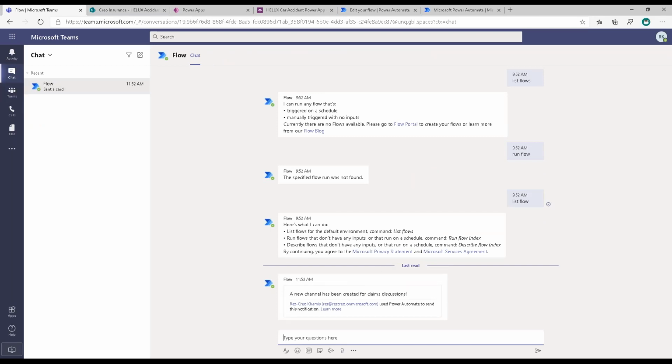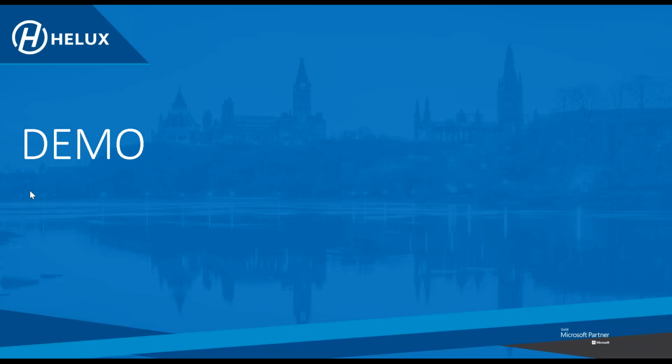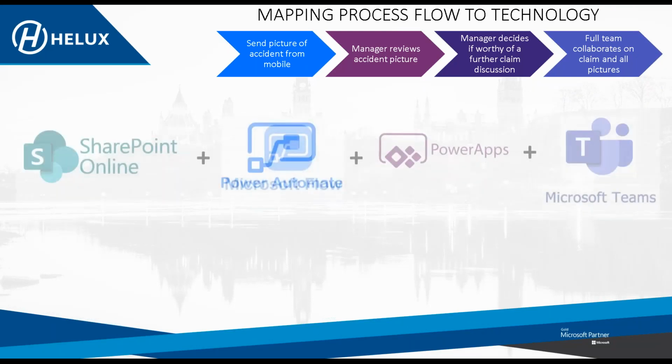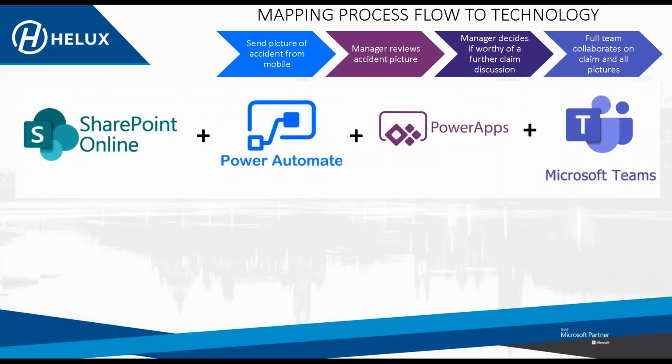So that takes you through an end-to-end view to be able to automate your business process flows. So what we did here, just to close it off, followed this process flow in order to send a picture from my mobile phone. The manager reviewed the picture in Teams. The manager decided if it was worthy of a further claim discussion, and the full team was able to collaborate on it. We use SharePoint Online as a data source.